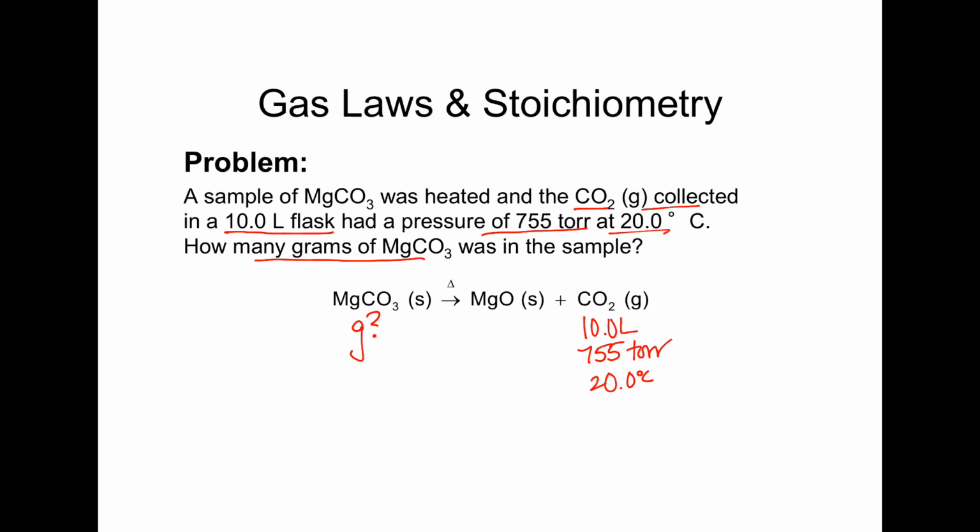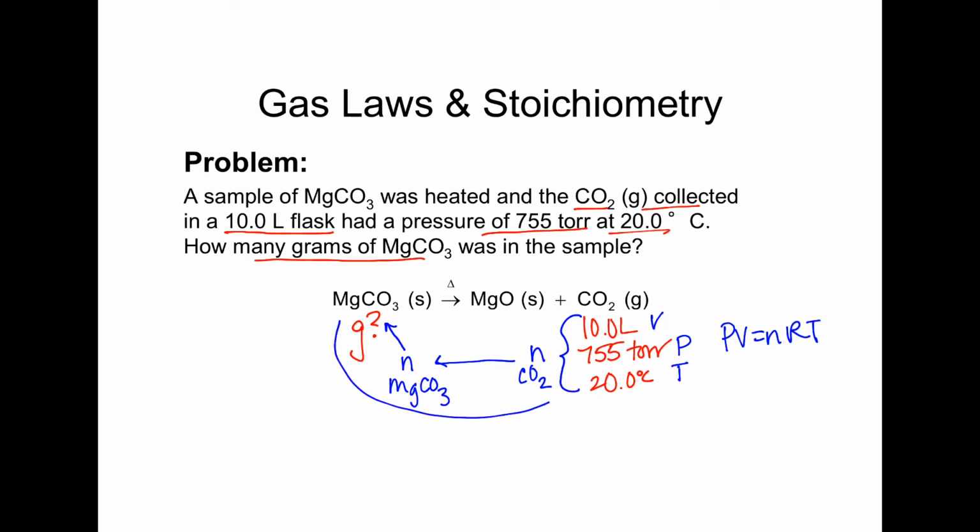Okay. All right, we know how to take a volume, a pressure, and a temperature, and we know how to take that information and find moles. That's the ideal gas law. Once we find moles of carbon dioxide, we can find moles of magnesium carbonate, and once we find moles of magnesium carbonate, we can find grams of magnesium carbonate by using the molar mass. So I'm going to do my problem in that order. I'm first going to use the ideal gas law, PV equals nRT, to find moles, and then I'm going to do the stoichiometry group over here.